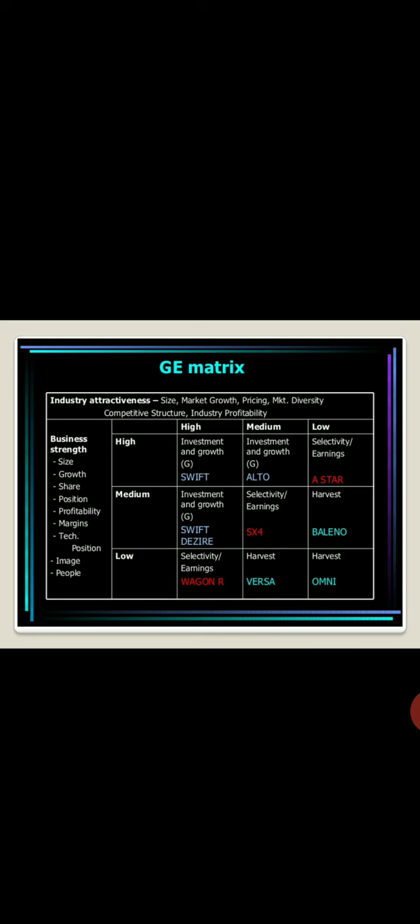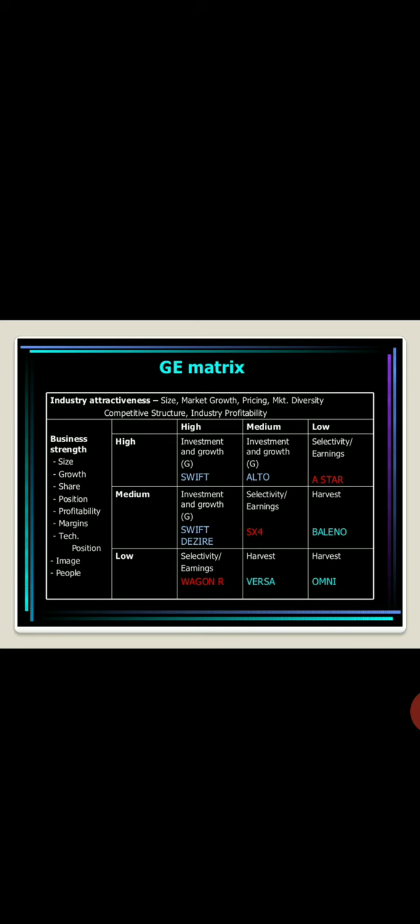Hence, this product is really doing good in the market and it is in the green zone. The next product, which is Alto, has medium industry attractiveness and high business unit strength. Hence, there is a huge potential for it. The third product in the green zone is Swift Desire, which has medium business unit strength but high industry attractiveness. So these are the 3 different products of Maruti Suzuki, Swift, Alto and Swift Desire, which are really doing good in the market.